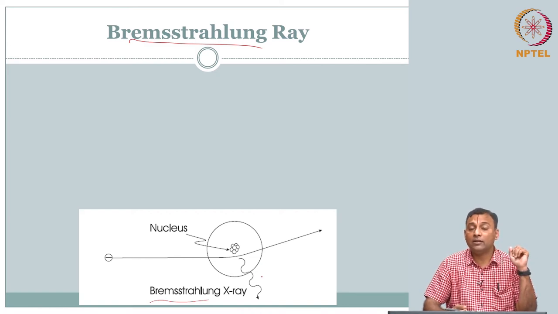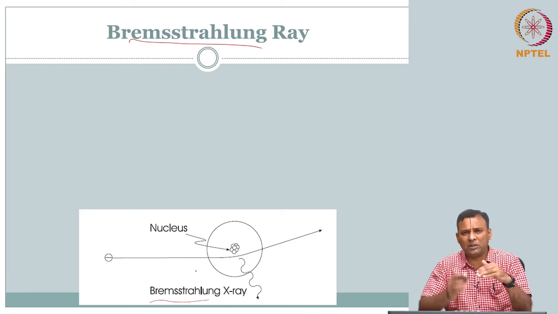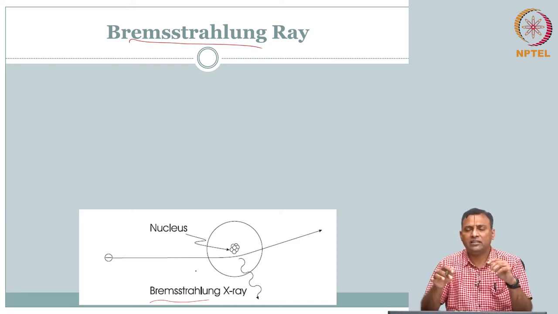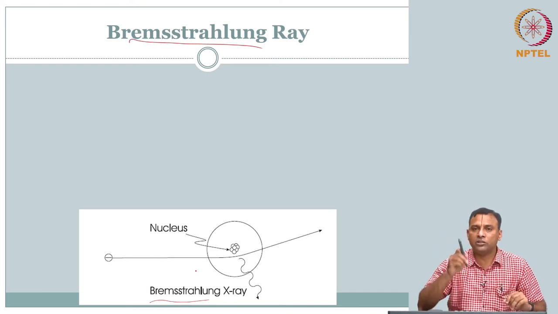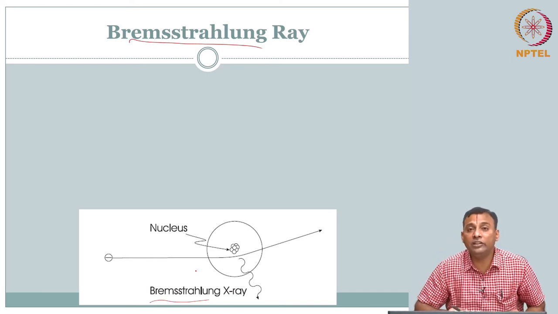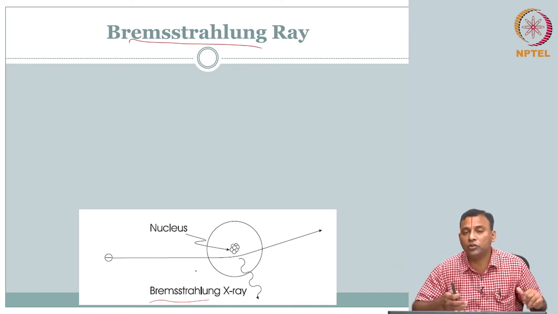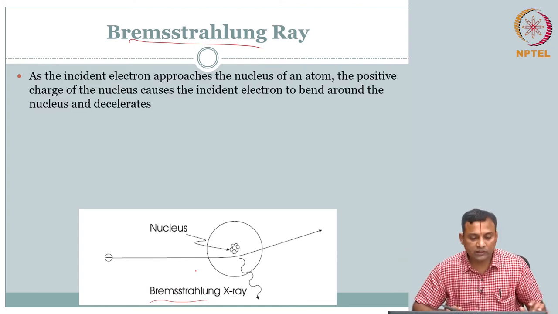So this is a most important thing. This is continuous, right? You are applying brake. So that means you are releasing energy. Unlike your characteristic, which was shell dependent and therefore discrete, this is a continuous range of X-ray energy that is going to come out. Okay, so let's just put it.